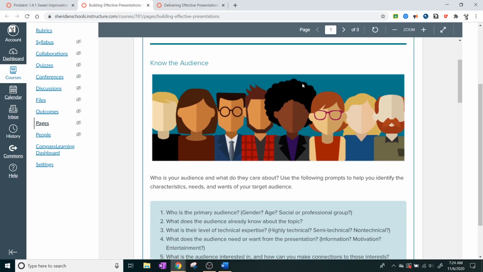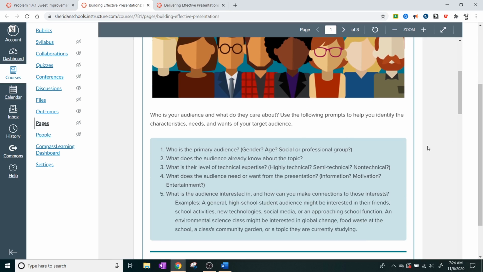The very first thing that we need to think about is you need to know the audience themselves, so that you can ask yourselves a couple of questions about this. So, who is the primary audience? Their gender, age, social or professional group. In this case, we're going to pretend that these are the bakery representatives. So we're going to be trying to make our presentation to the people that are hiring us to do something. So this isn't just talking about random stuff. This is talking about the specific challenge that we've been charged to do.